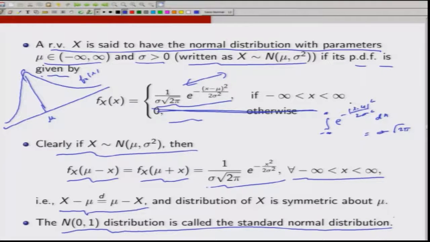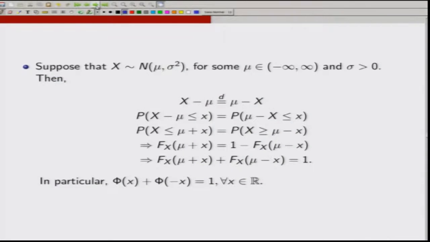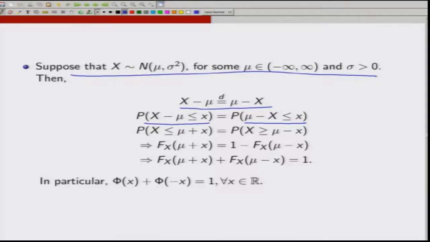So let us try to see what a standard normal distribution, which is the normal distribution with mean 0 and variance 1, looks like. So suppose that X is normal mu sigma square for some mu belonging to minus infinity to infinity and sigma greater than 0, then I know that X minus mu has the same distribution as mu minus X. So probability X minus mu less than or equal to x would be same as probability mu minus X less than or equal to x. So probability X less than or equal to mu plus x is same as this probability, which is same as probability X greater than or equal to mu minus x.